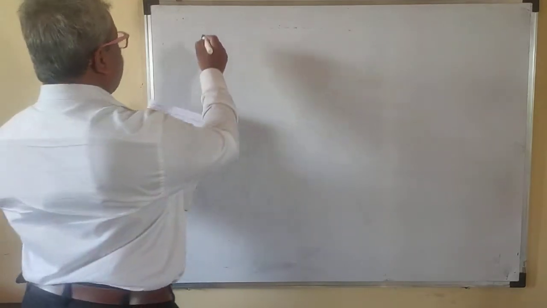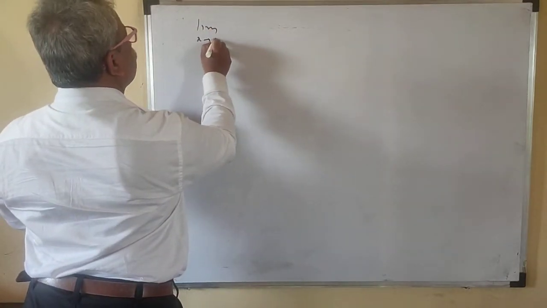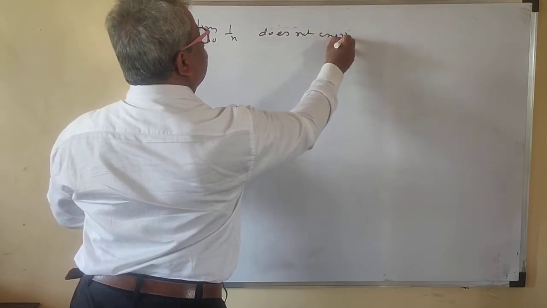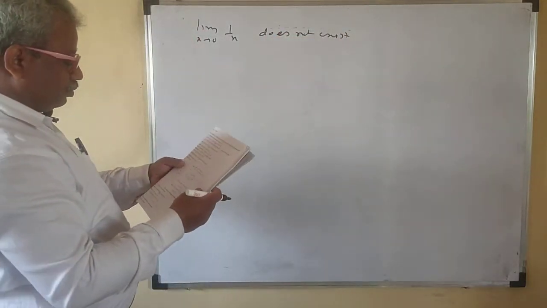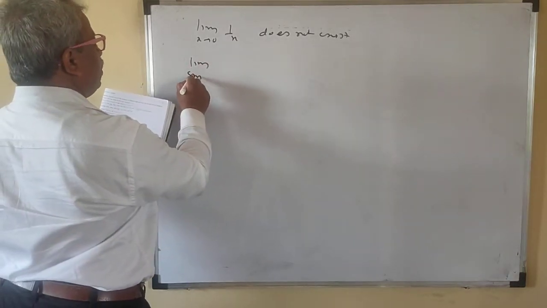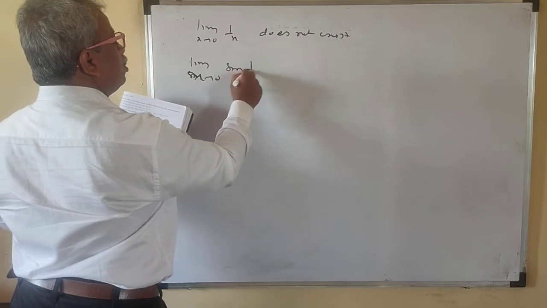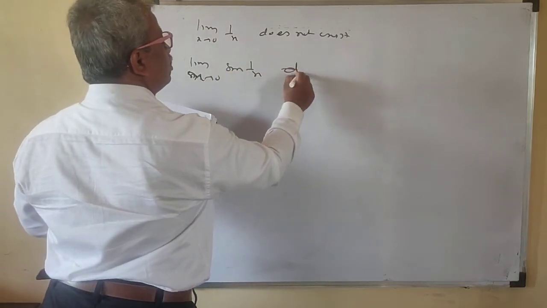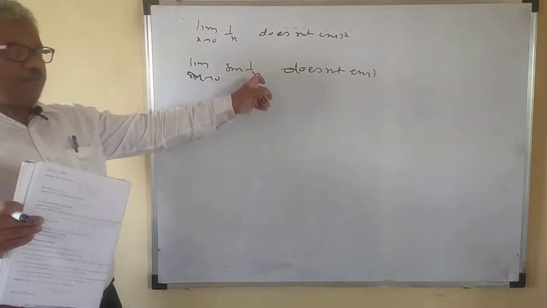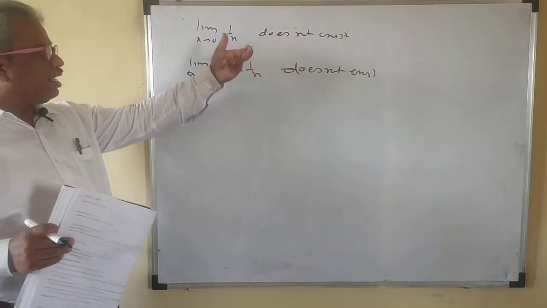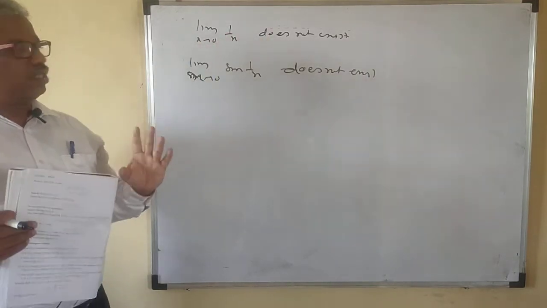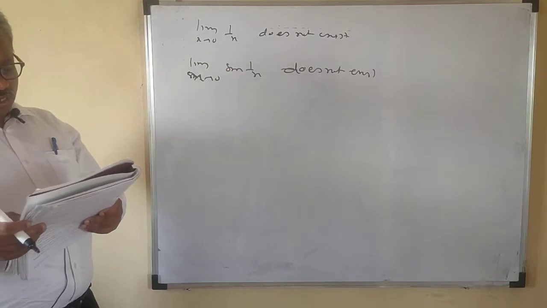Okay, so this is also important. Limit x tends to 0, 1 upon x does not exist. Next, limit x tends to 0, sin 1 by x, this also does not exist, because 1 upon 0 does not exist. So obviously, limit x tends to 0, 1 by x does not exist, and sin of 1 by x also does not exist.